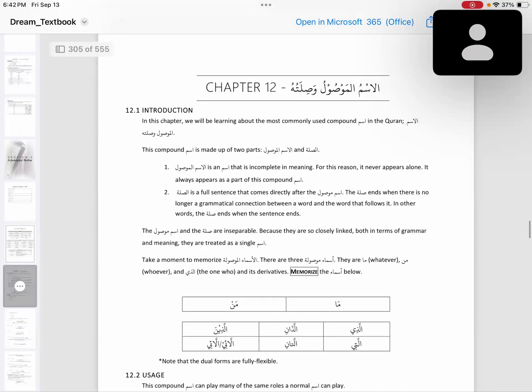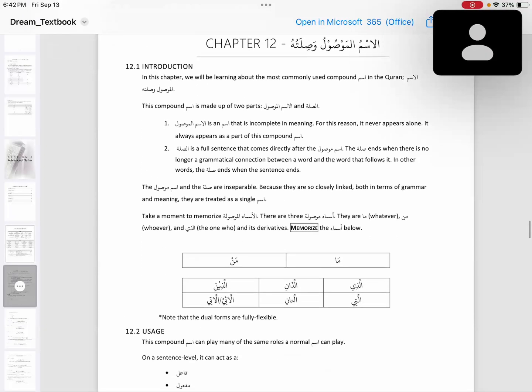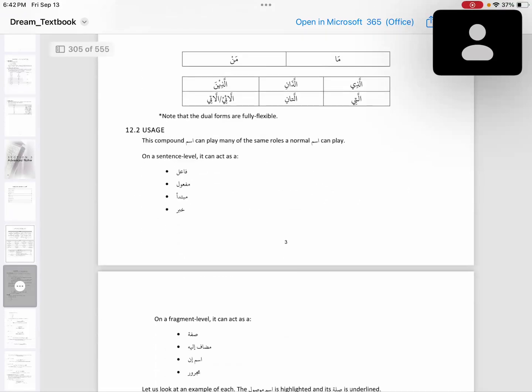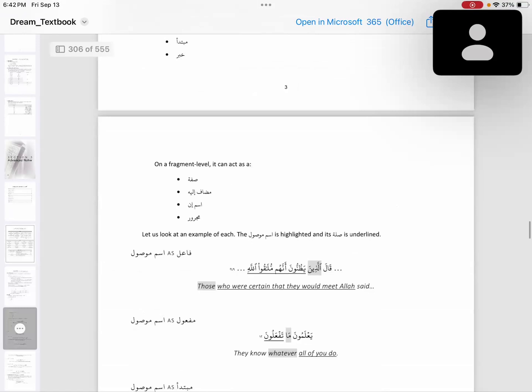If we spend 30 minutes to 1 hour on this, this is easily memorizable, inshallah. So, on a sentence level, it's fa'il, maf'ul, mubtada, khabar. On a fragment level, it was sifa, mudaf ilayh, ismu inna, and majroor.